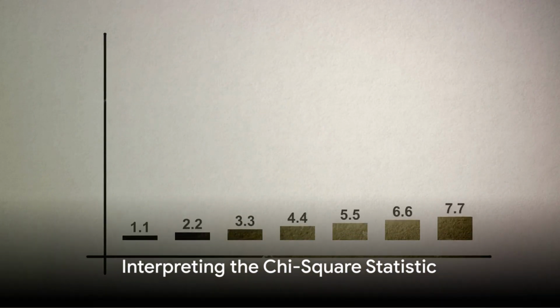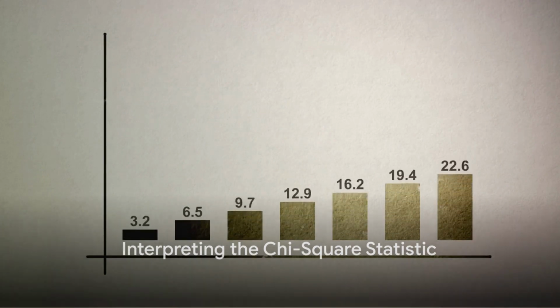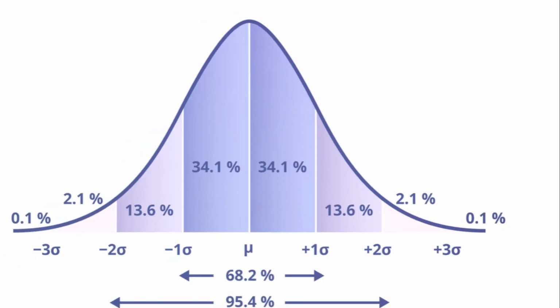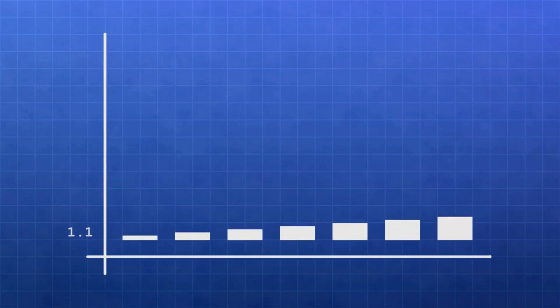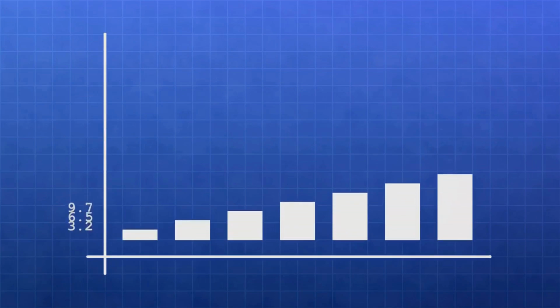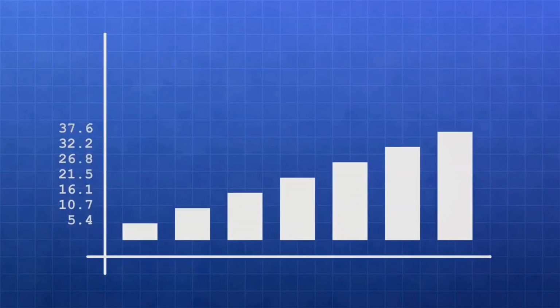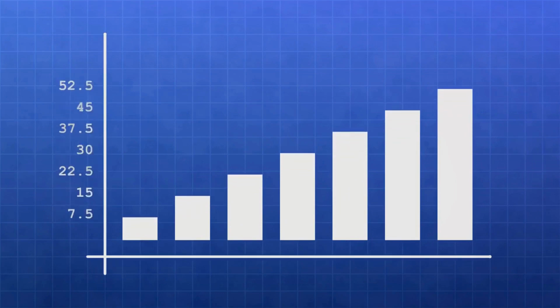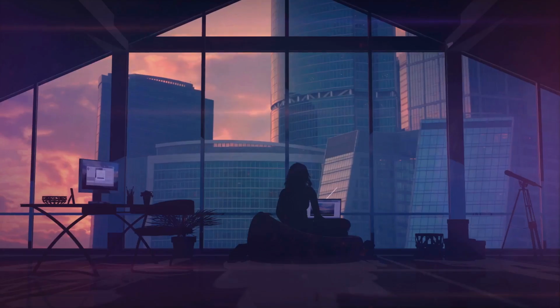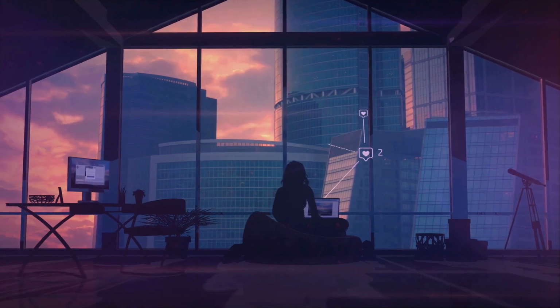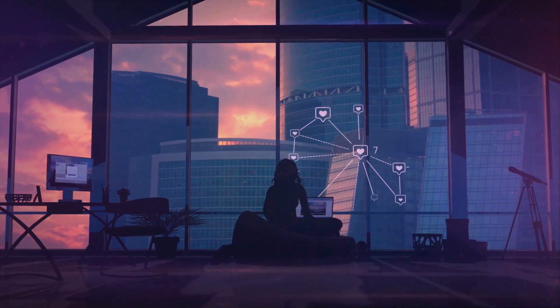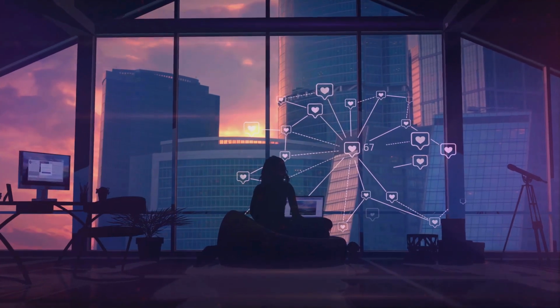But how do we decide if this chi-square statistic indicates a significant relationship? Well, it's not as simple as higher equals more significant. Instead, we need to compare it to a critical value from the chi-square distribution, a theoretical distribution that tells us what values we would expect if the variables were independent. If our calculated chi-square statistic is greater than this critical value, we conclude that there is a significant association.